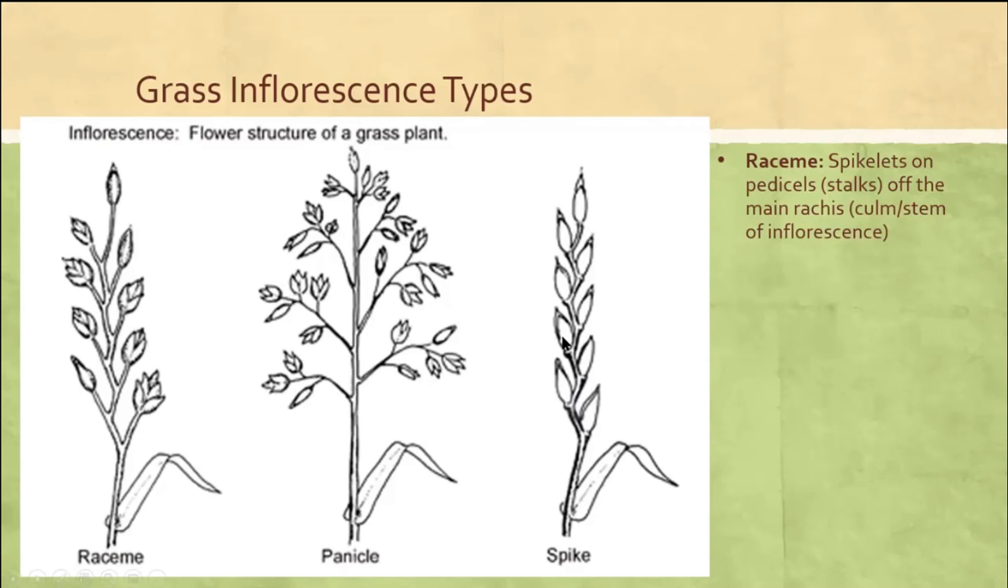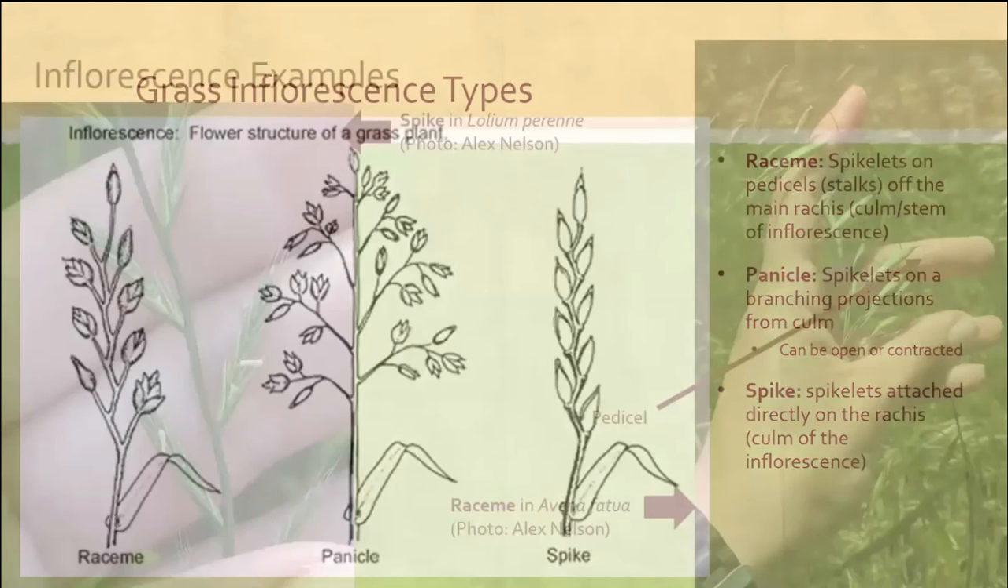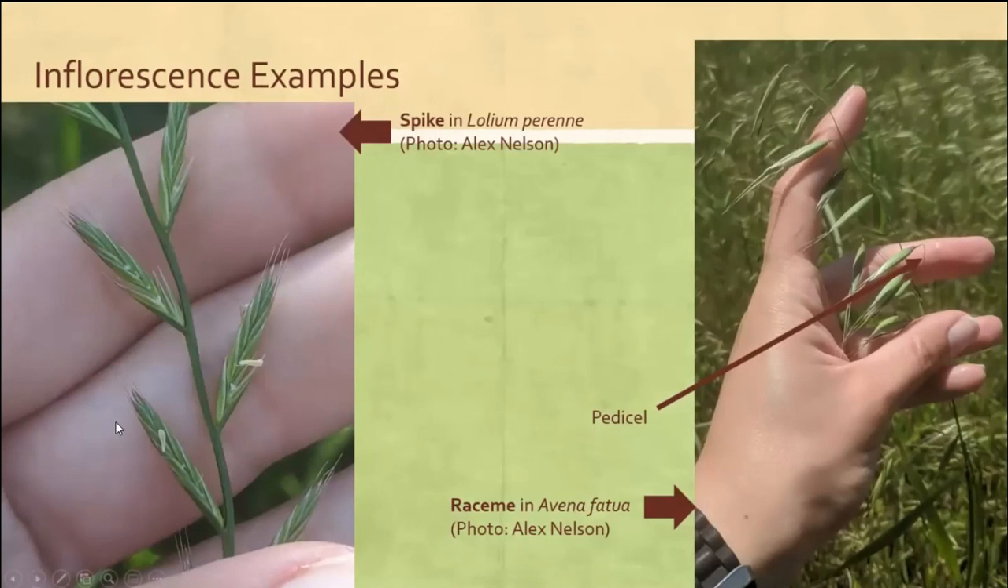And then on the far right, we've got what's called a spike. It's very similar to a raceme, except the spikelets aren't on pedicels or little flower stalks. They're just on the main stem. And if you want to see what these look like, I've got some examples. These are photos that I've taken throughout the months. This one on the left is Lolium perenne.